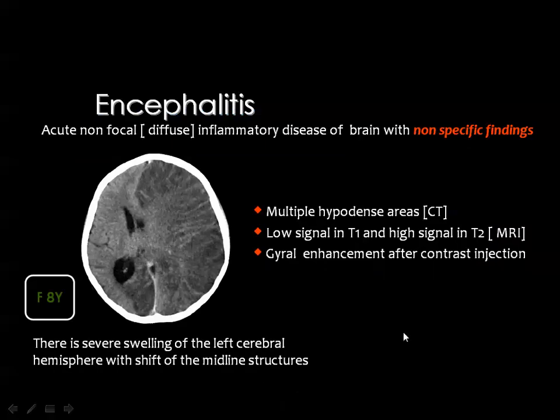Then encephalitis on CT scan and MRI has no specific imaging findings. Actually, you only see multiple hypodense areas in the CT scan, and these areas will appear of low signal in the T1, high signal in the T2, and the FLAIR. And if you inject contrast, in both CT or MRI, you may get no enhancement or minimal gyral pattern of enhancement, which is almost similar to that which occurs with infarctions.